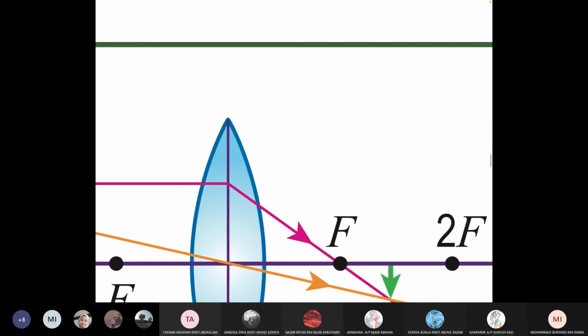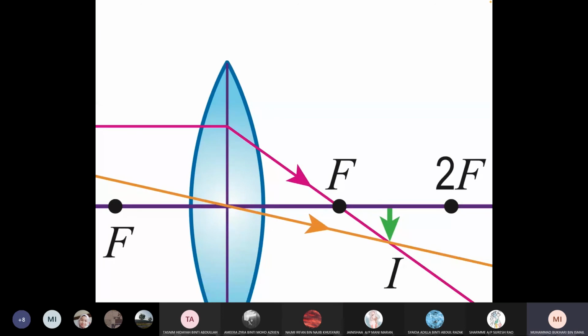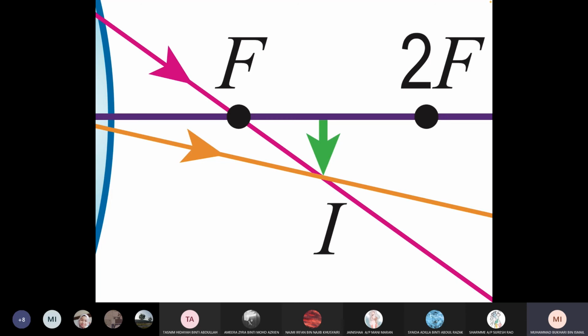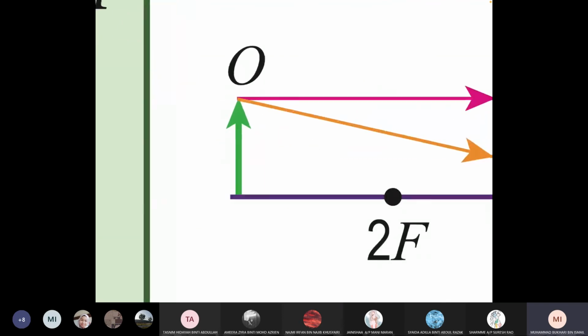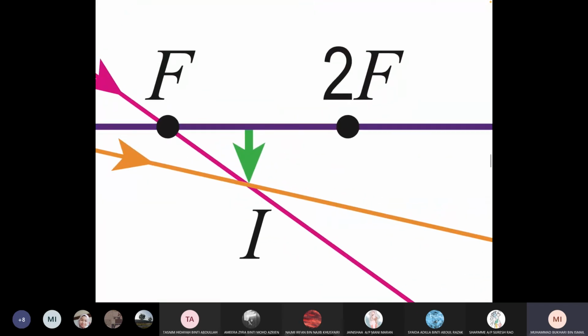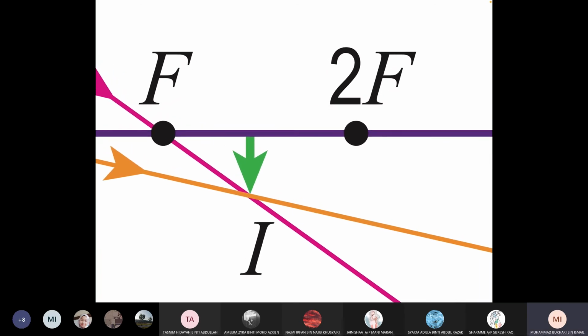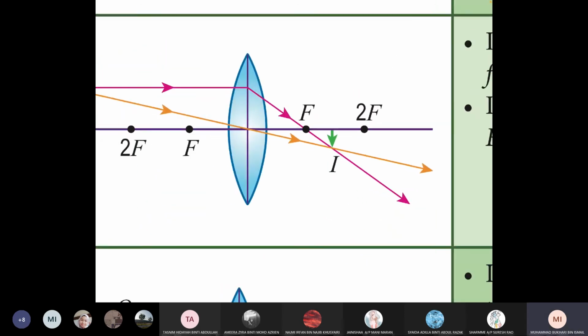It passes through the optical center. There is no refraction, and you can see the image. Okay, you can see the green arrow there, which is the image. The characteristic of the image is smaller, because the object is big. Here is the object, and here is the image. The image is smaller. It is inverted because the direction of the arrow is downward, and it is real because you can see the intersection between the orange line and the purple line. Okay, that is the characteristic. And the position of the image is between F and 2F.